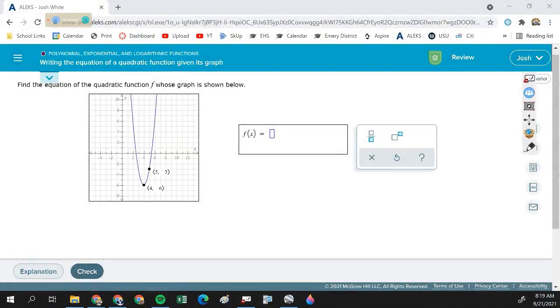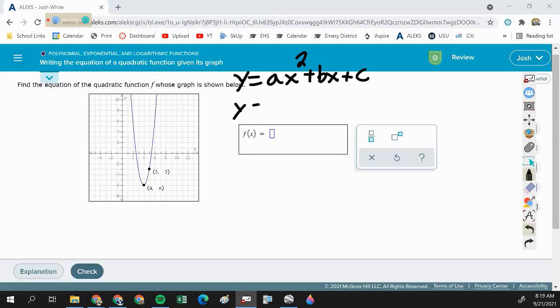Here we have the graph of a parabola, and it wants us to find the equation of the quadratic. How are we going to do that? Well, there are two forms of quadratics. One is ax squared plus bx plus c. And then one is a times x minus h squared plus k.